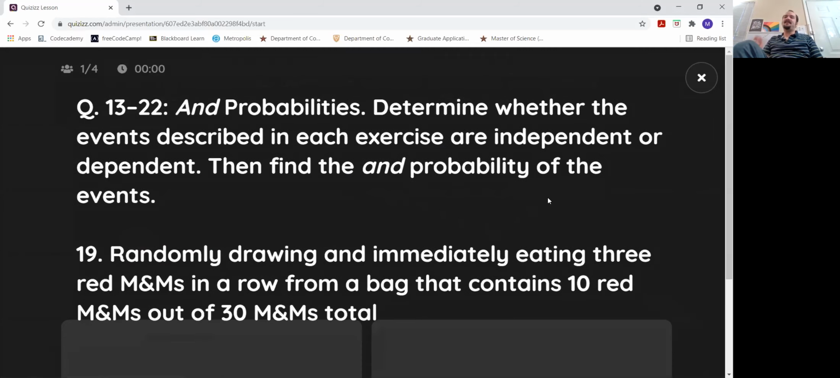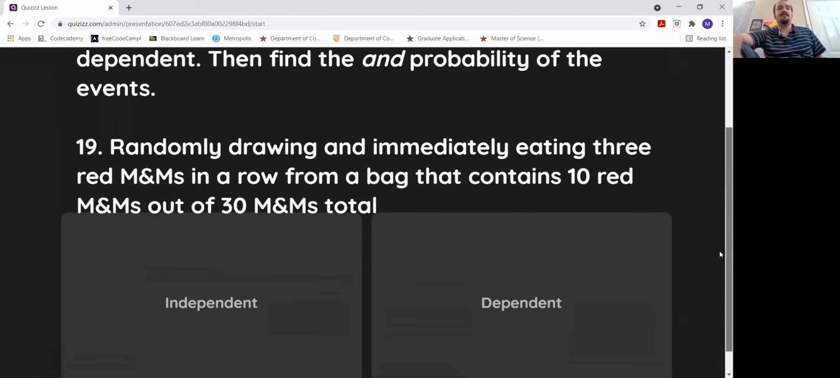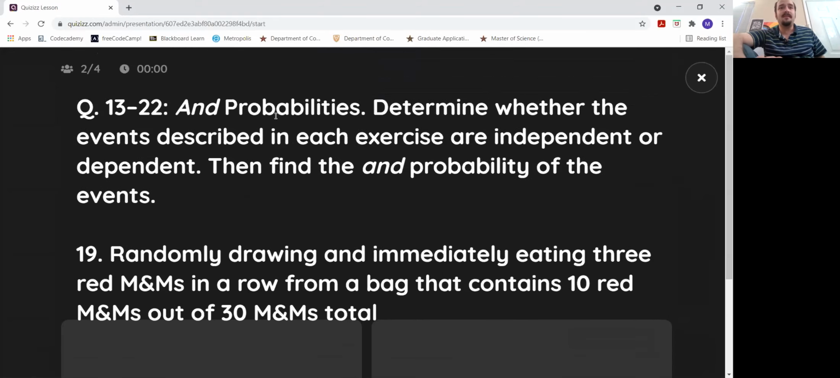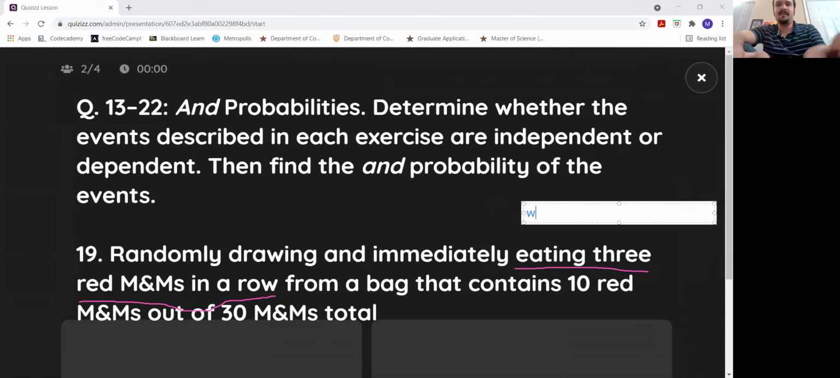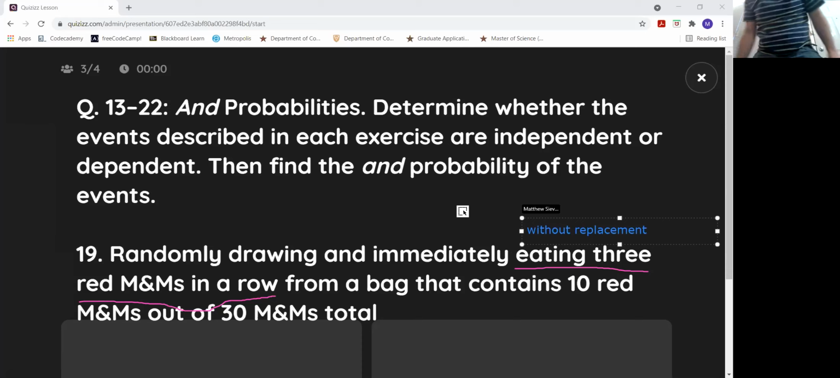Randomly drawing and immediately eating 3 M&Ms in a row from a bag that contains 10 red M&Ms out of 30 total. Okay, so is this independent or dependent? And I will give you a little bit of a hint here. They say something about eating 3 red M&Ms in a row. And if you eat them, guess what? You're not going to return them to the bag. So this is something they will call without replacement. So whether or not you replace something makes a difference. And so they say eating 3 M&Ms from a bag. That's called without replacement.